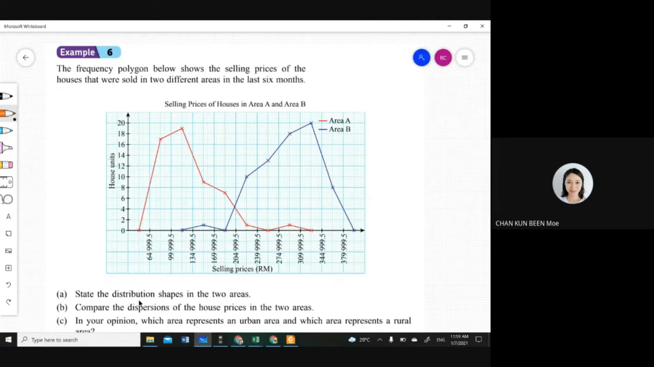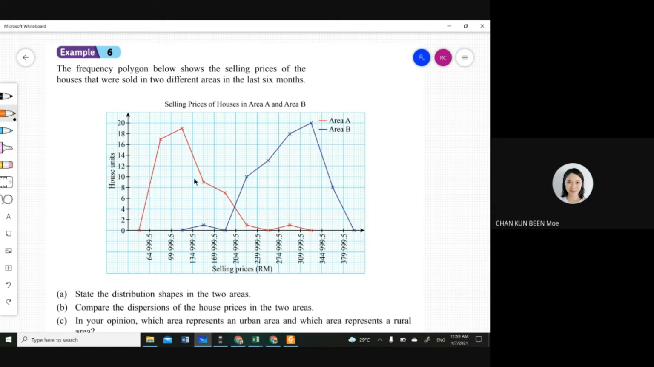Now we look at the question. A, state the distribution shapes in the 2 areas. So you need to state the distribution shapes in the 2 areas. What is the shape here for the red one? It's skewed. Skewed to the right, or left?